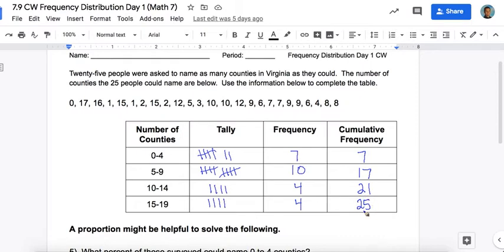And the cumulative frequency at the end tells us how many pieces of data we had. So there's 25 people who were asked to name counties in Virginia. Okay.